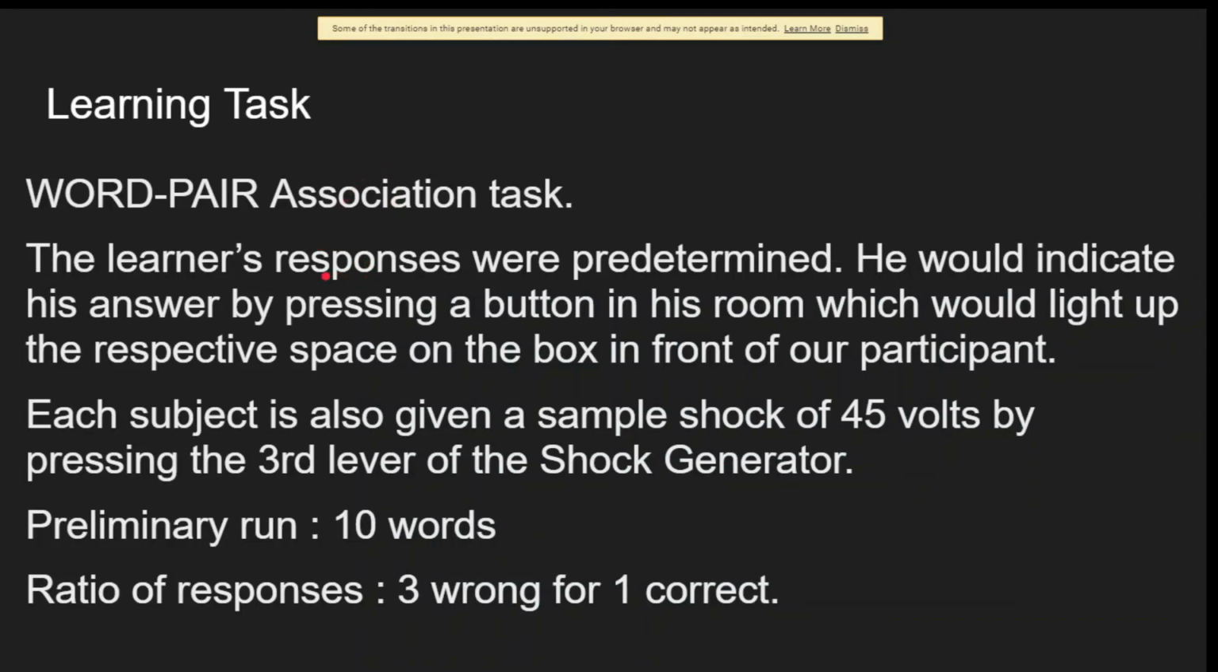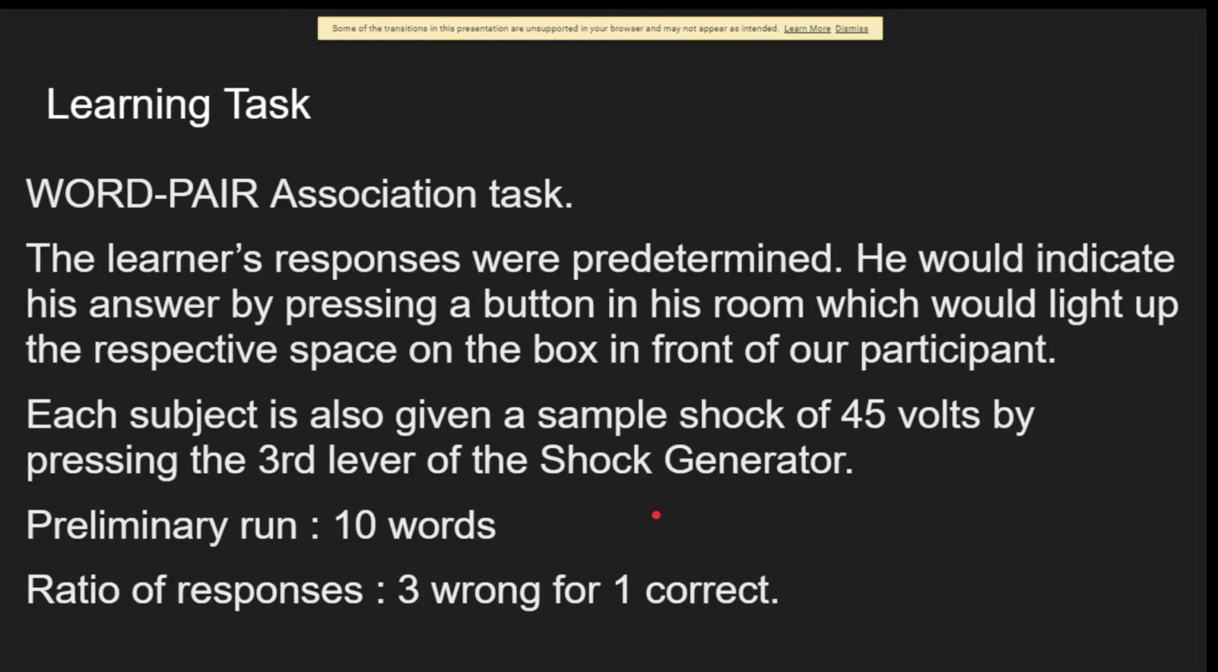Each of the learner's responses was predetermined. He would have a ratio of 3 incorrect answers to 1 correct answer. Using the pilot studies, we realized that it would be a fairly complicated task to master, so we had a preliminary run where we gave our participant a list of 10 words to read out, just so they could get the hang of this entire procedure.